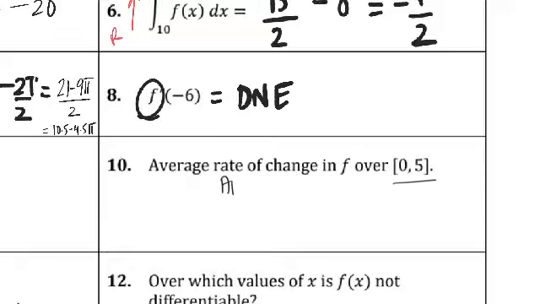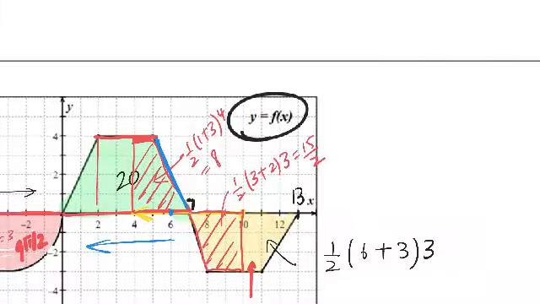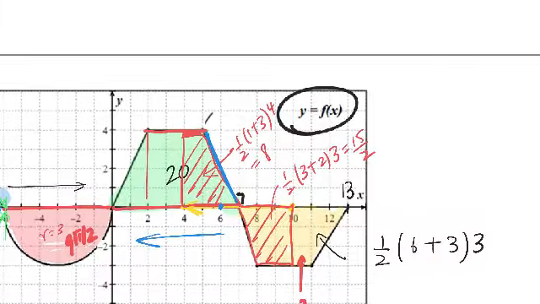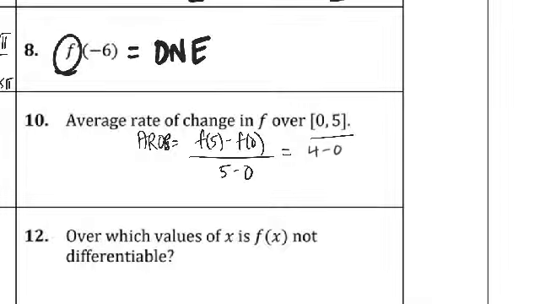Average rate of change, or AROC, is the two y's, F of 5 minus F of 0 over the two x's. Rise over run. F of 5, I think, is 4 up here, right? 5, 4. F of 0 is 0. So this is going to be 4 minus 0 over 5 minus 0, or 4/5.